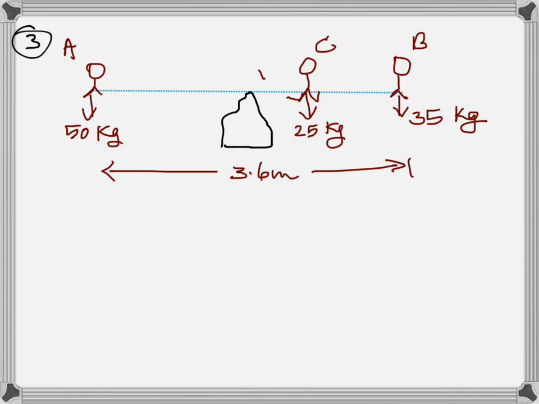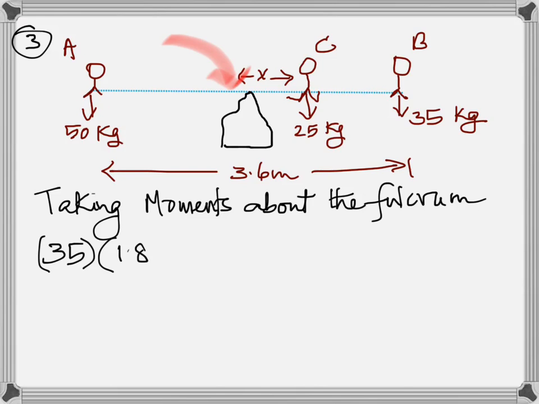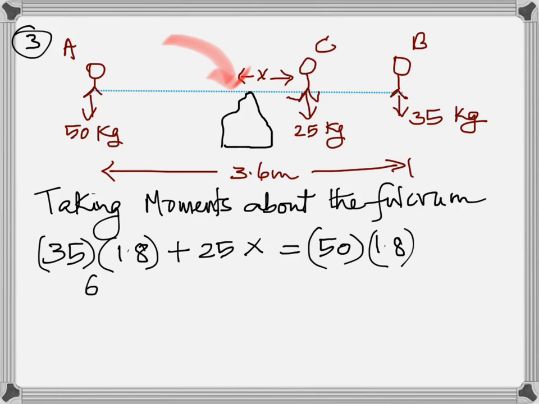Okay. So now, I'll let you work it out. Come on. All right, so that's x. You're taking the torque there at the pivot. Moments means taking the torque, finding the torque. Okay. 35 times 1.8 plus 25x is equal to 50 times 1.8. Isn't that what we said?